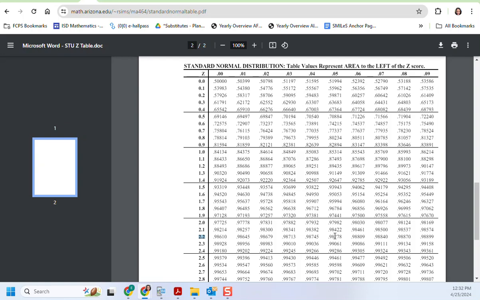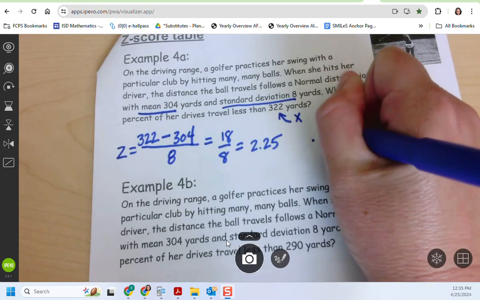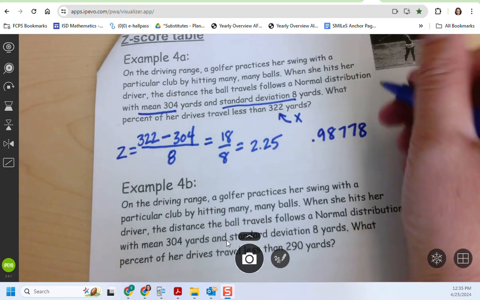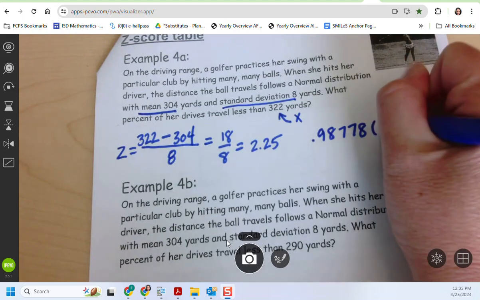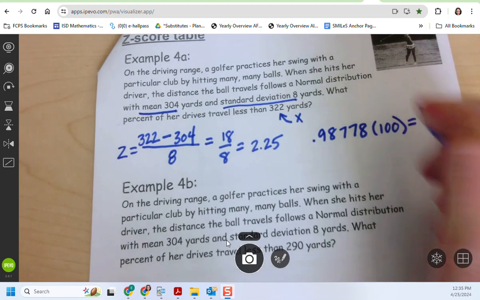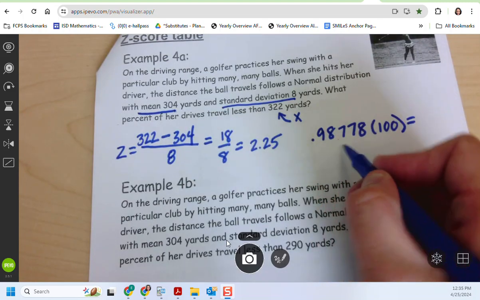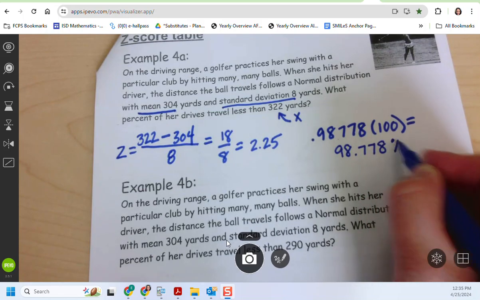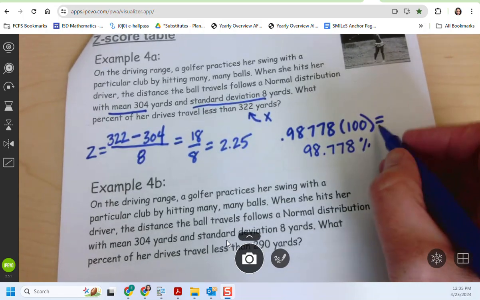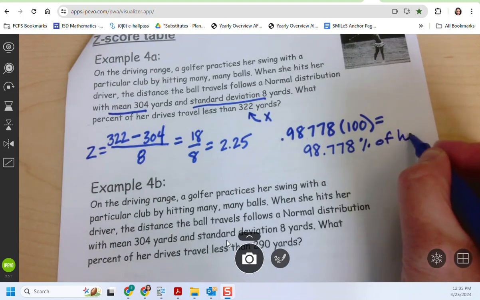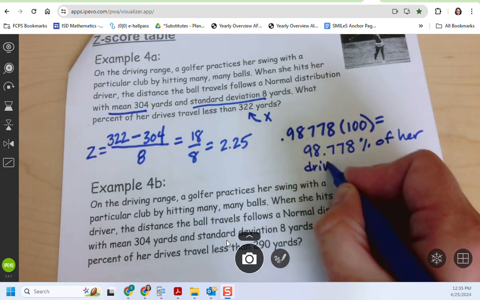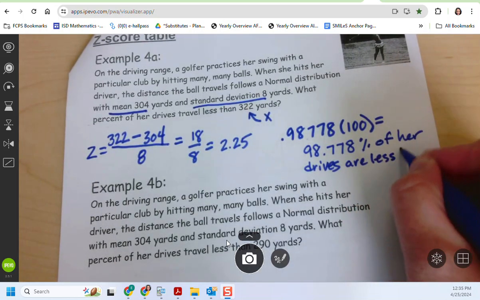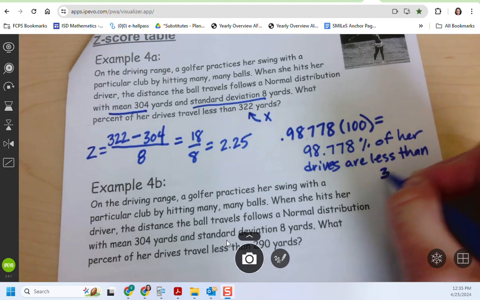So on the z-score table, we got the 0.98778. Is that the right number? Yeah. All right. To make it a percent, multiply it by 100. And multiplying it by 100 does move your decimal over 2 places. So we get 98.778% of her drives are less than 322 yards.